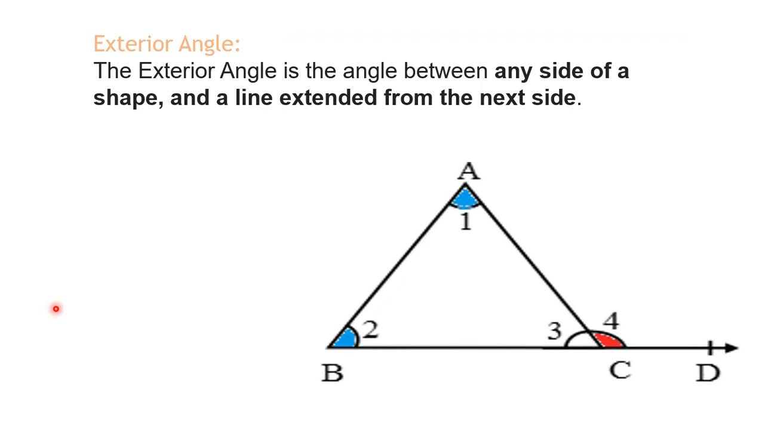So the figure looks like this, where this one, angle number 4, is the exterior angle of the triangle ABC. So angle number 4 is the exterior angle of the triangle ABC.